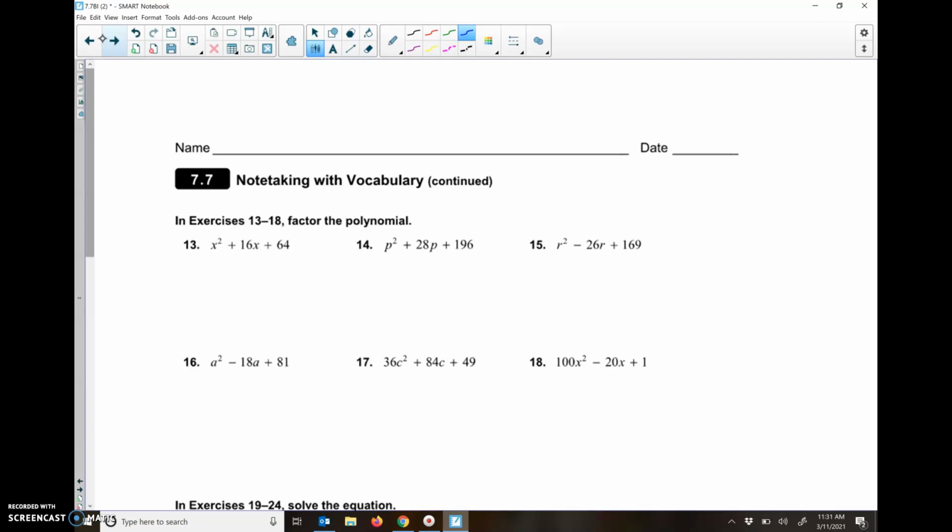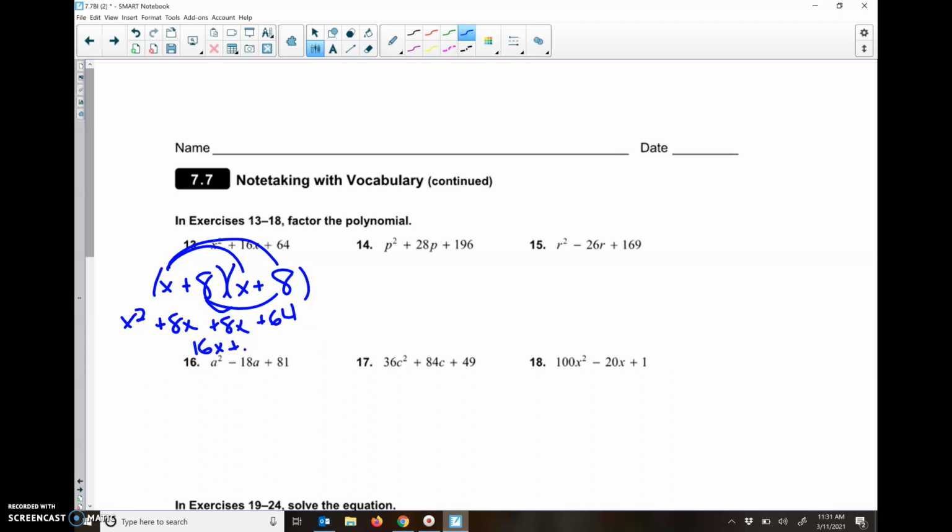So these, same thing, it has 3 numbers this time, and that's only because these signs are going to allow us to have some numbers. So we're going to have 2 of the same signs. Since everything is positive in number 13, I know it's going to be x plus and x plus, and then the square root of 64 is 8. If we test that out, that gives me x squared, 8x, 8x, and 64. If I combine 8x and 8x, I get 16x. So as long as you know your square roots, you should be good. Same thing here. We have p plus the square root of 196, which is 14.